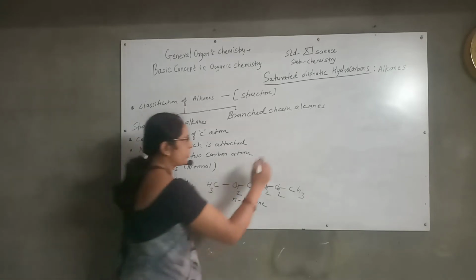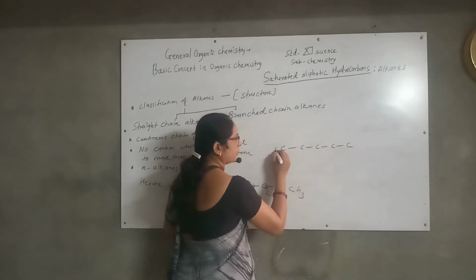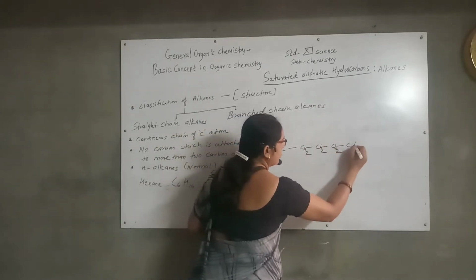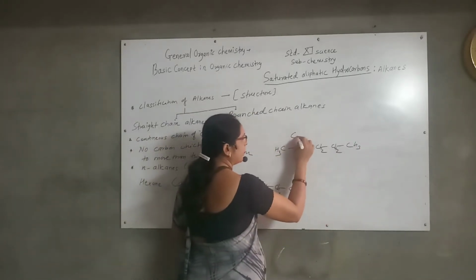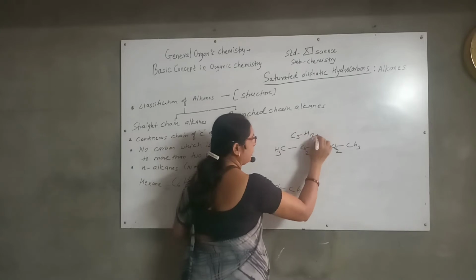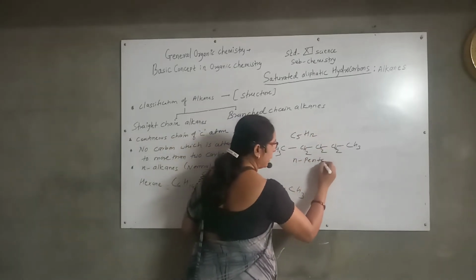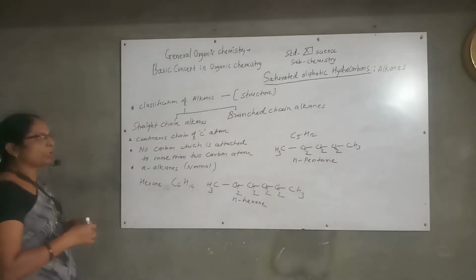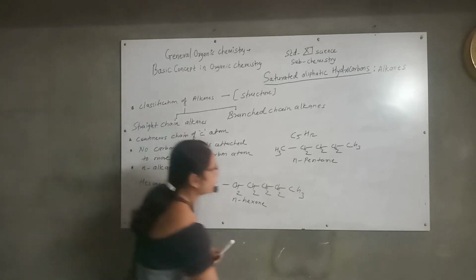Suppose I consider pentane. This is the structure of pentane. The molecular formula of pentane is C5H12. Now I write this not as pentane, but as n-pentane. So it is a continuous chain of carbon, with no carbon attached to more than 2. Such types of alkanes are called straight chain alkanes.